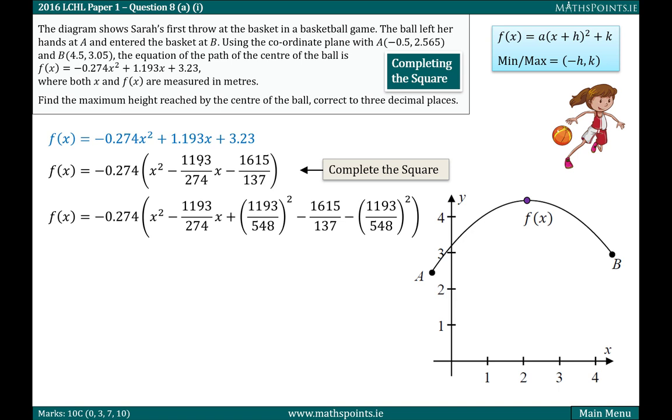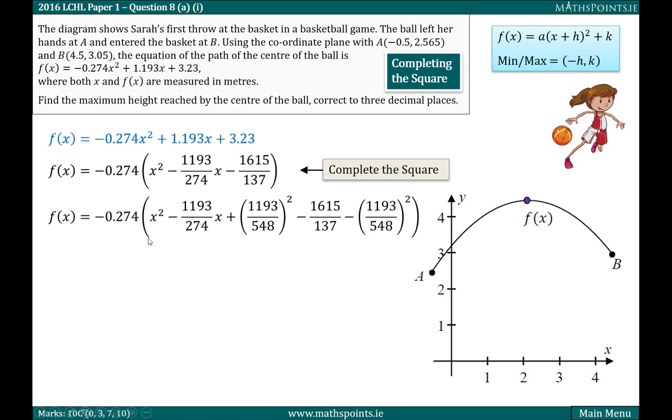So we're dividing 1193 over 274 by 2 to give us 1193 over 548, and then we're squaring that, and we're adding that, and we're subtracting that. And the minus 1615 over 137 is still in the question. So we haven't altered the function other than to just make it look different so we can complete the square. When we're finding what goes in the bracket with the x for the square part, it's always half of the x coefficient. So it's going to be minus 1193 over 548. So we know that that's going to be the squared part, and then we're going to subtract these from each other and see what we get.